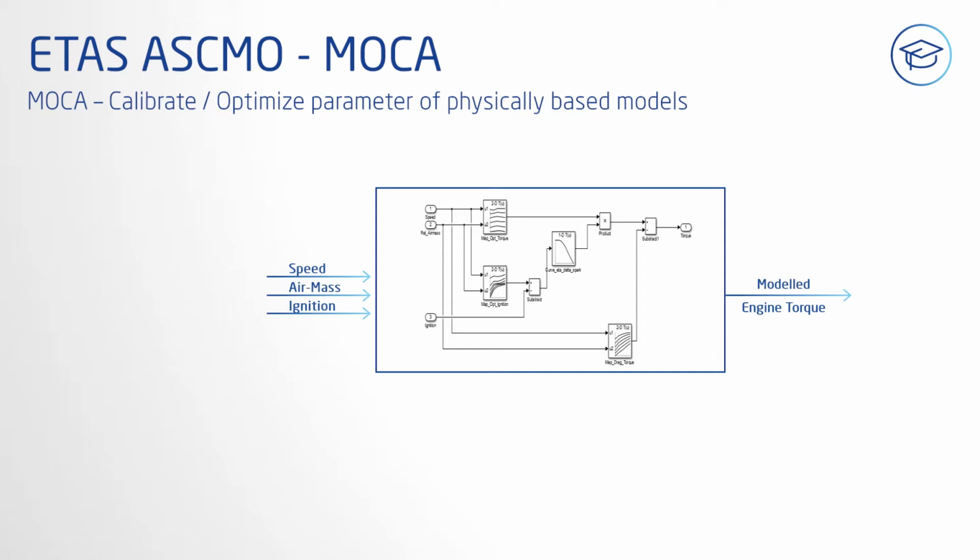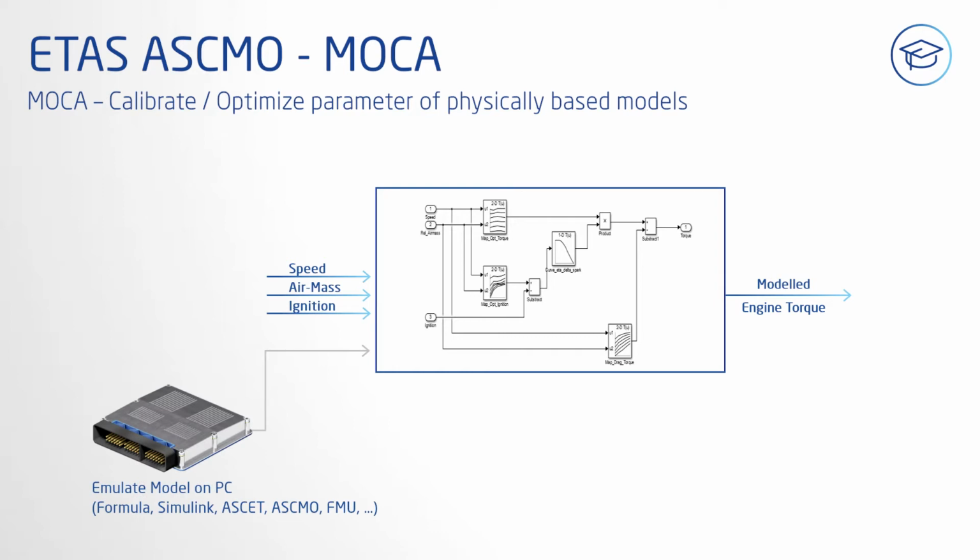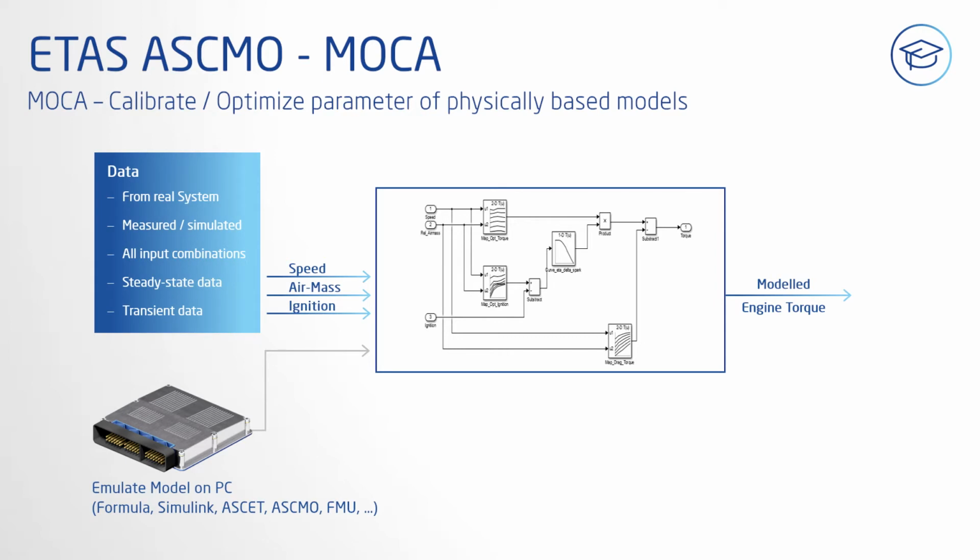First of all, you need to have a model. In this case, we have a very simplified torque model, 3 inputs, 1 output, and 4 internal parameters. The first step in MOCA is now to provide this model to the environment. That means you can write it down as a formula, you can provide it as a Simulink model, SCAD models, or others. The next step is to provide measurement data, typically measured at the engine test bench or in a vehicle, providing data that stimulates the inputs of our model, here speed, air mass and ignition, and provides a measured output, in this case the torque.